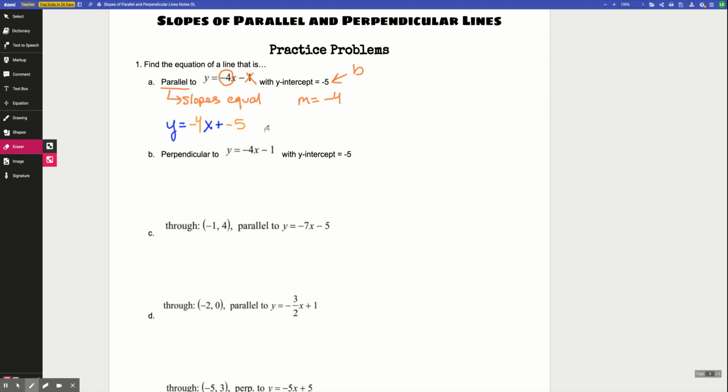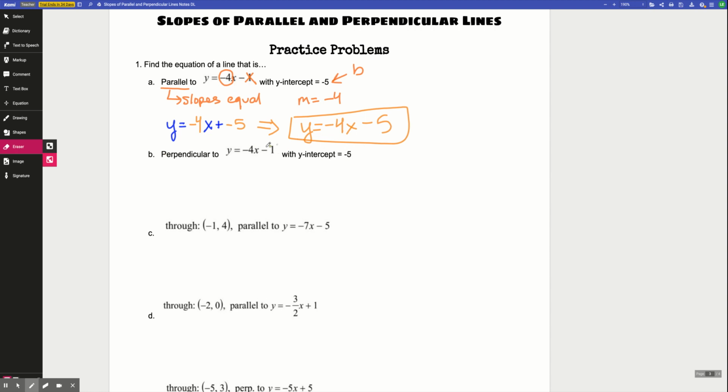My very last thing that I need to do here is, see this plus minus right here, I need to get rid of that. So my final answer here is y equals negative 4x minus 5. Okay, and that is it. That is my final answer, my final equation. Now I want you to give part B a try.